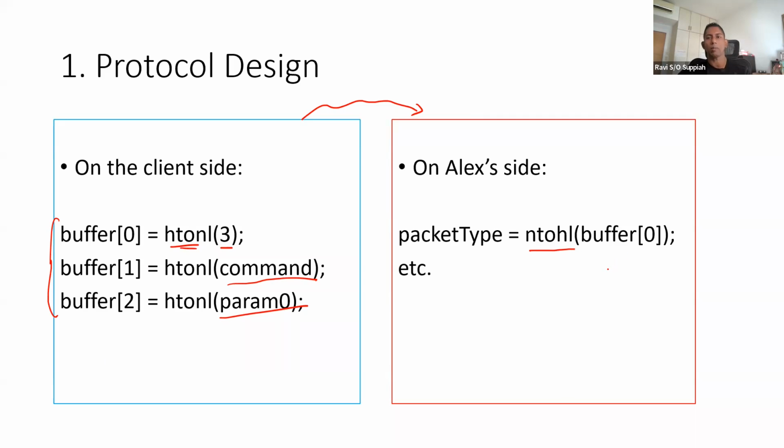So I extract byte by byte, but I do the network to host. This abstracts the endianness of the system for us. So we don't need to worry exactly in what order the bytes will be transmitted, whether it is least significant byte first or most significant byte first. The order will be preserved because these functions help us do that.